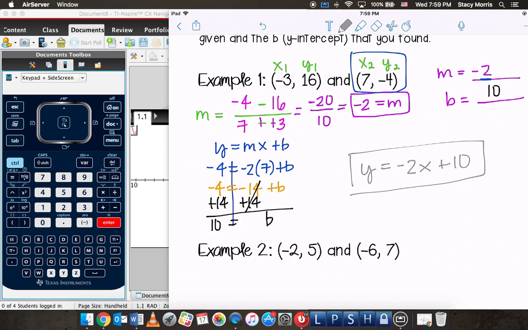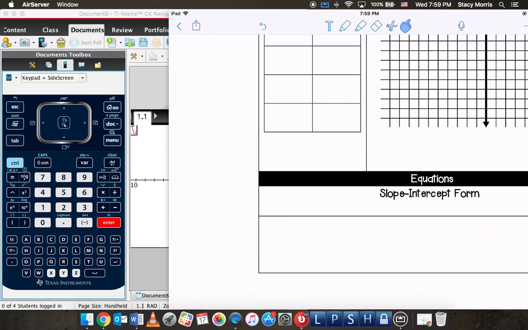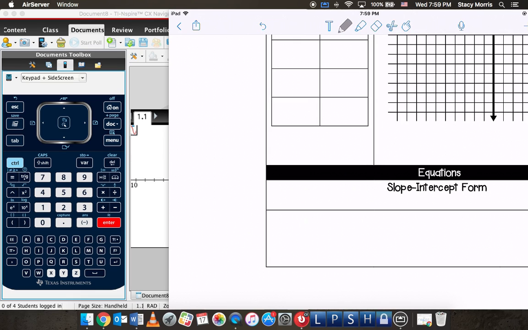All right, we're going to go ahead and fill in our little graph page to the side with this example. So -2x plus 10 is our graph. I'm going to go over here, or my equation, sorry, not my graph. y equals -2x plus 10 is my equation.